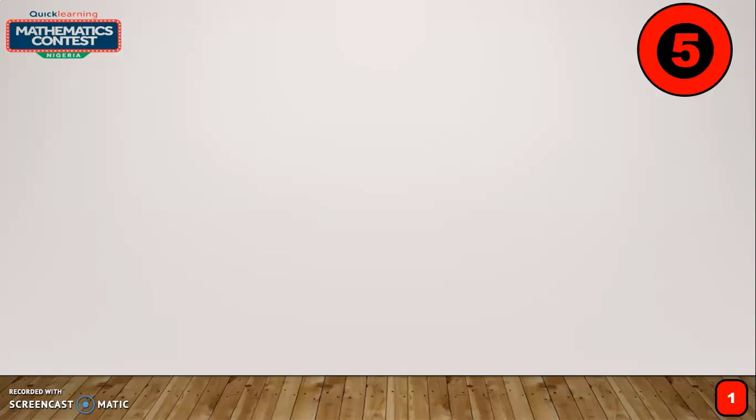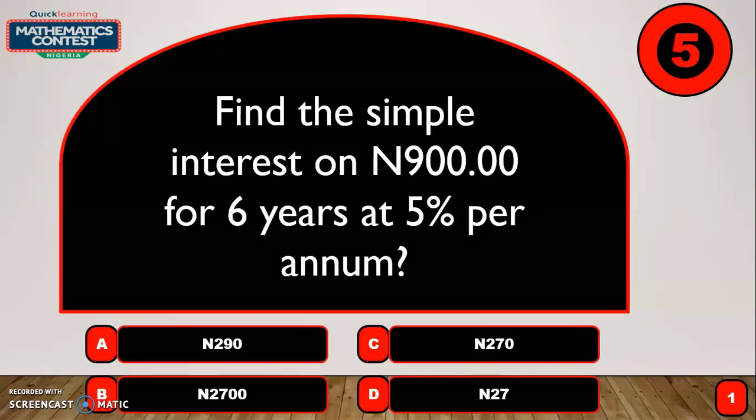Question 1 comes up now. Find the simple interest on 900 naira for 6 years at 5% per annum. The time starts now. Time's up. Question number 2. At the end of the questions, we'll do corrections to it.